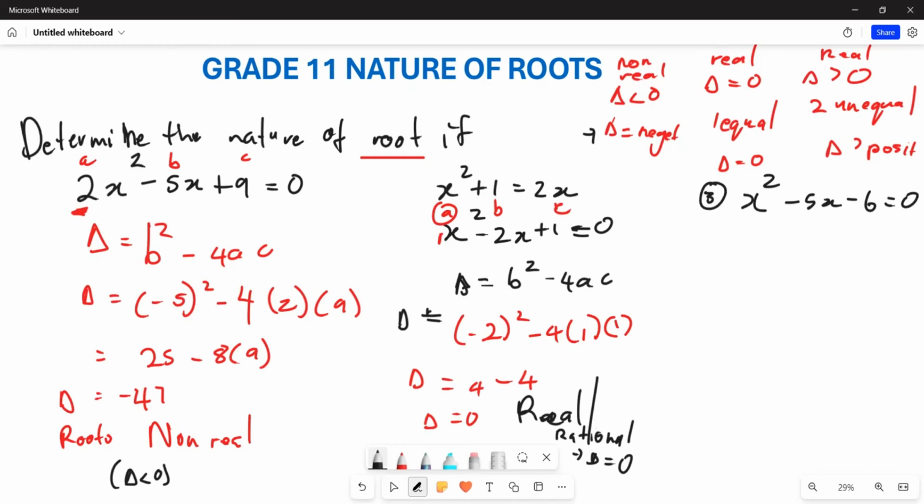Now, how can we go about solving this? You are going to start by finding what? Remember here, you are going to use your discriminant, which is equal to b squared subtract 4ac.